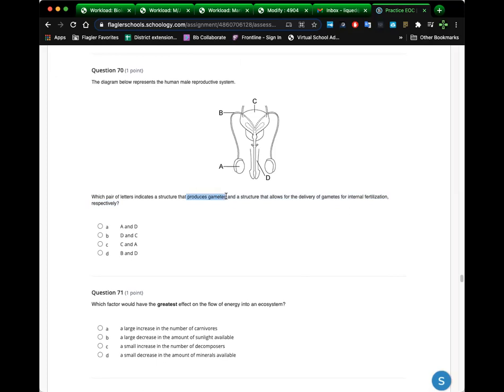Produces gametes. So gametes, sperm and egg. So here we're talking about sperm. Sperm is created in A. So the answer has to have A in it and then allows for delivery, which would be D.